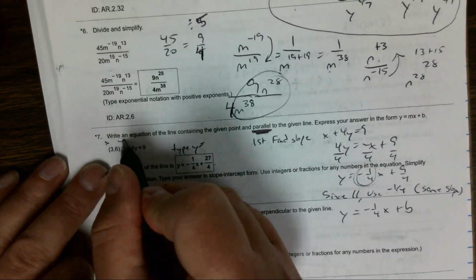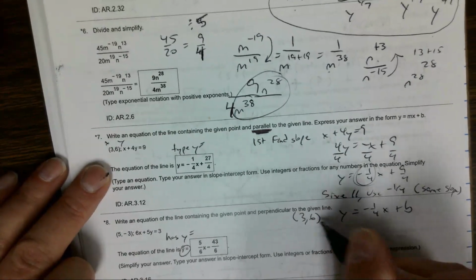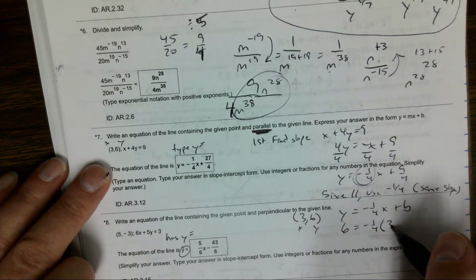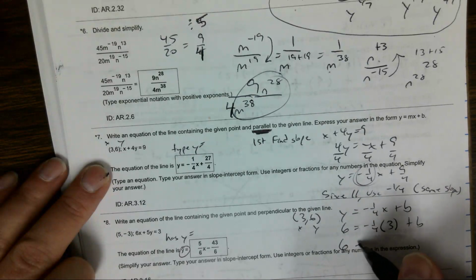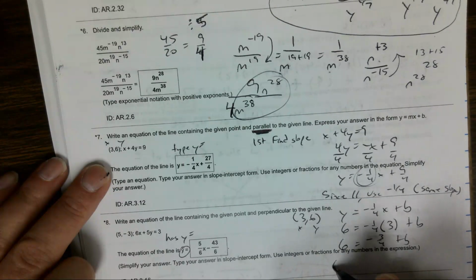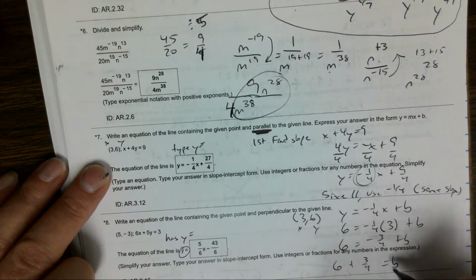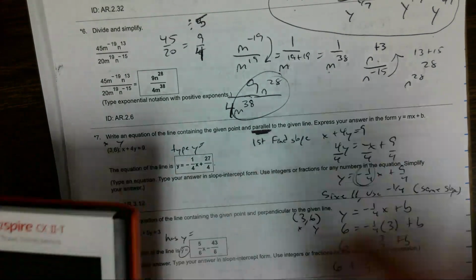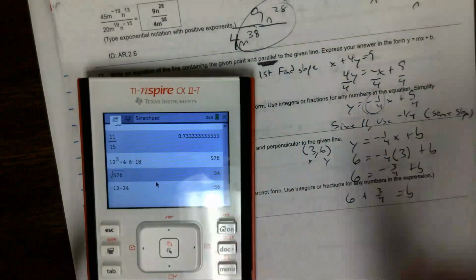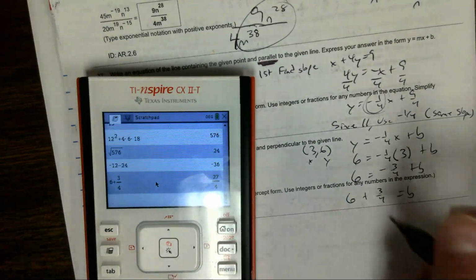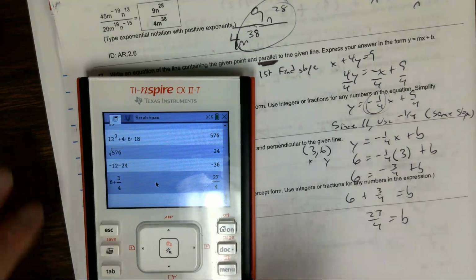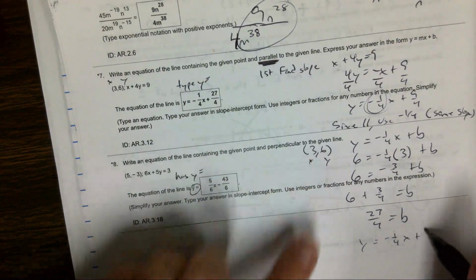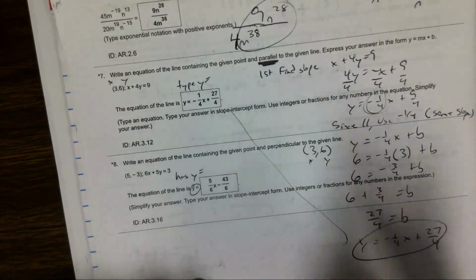Now you go to this part, which is the 3, 6, and this is x, this is y. So 6 equal -1/4 times 3 plus b. And do 6 plus 3/4. 6 plus 3/4 is 27/4. And so then you go back to what you had, and it's y equal -1/4 x plus 27/4. And that is what that is.